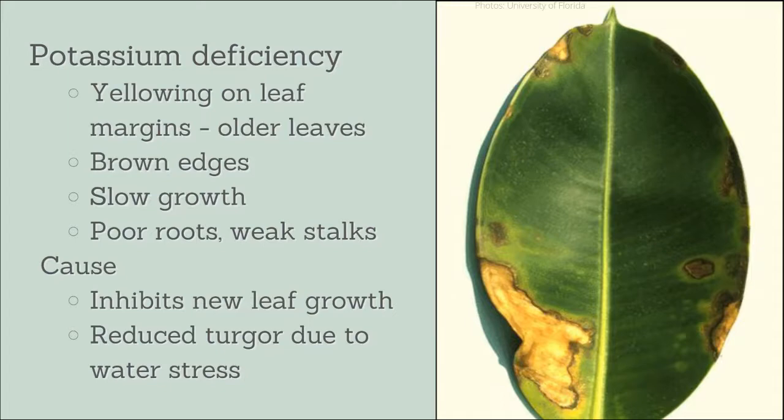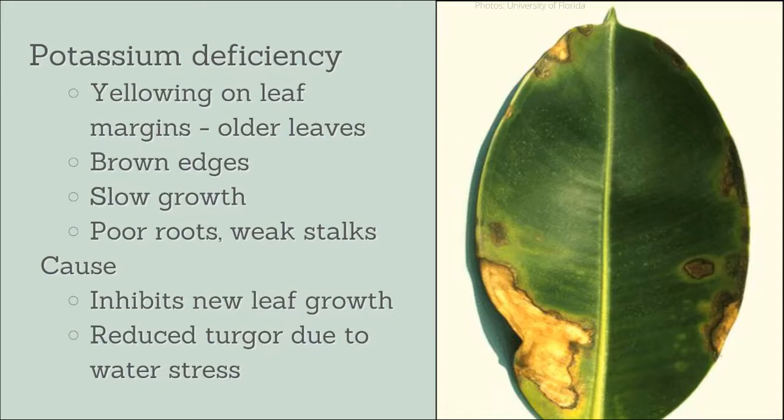So you have some yellowing on leaf margins, as you see here. A key identifier, again, would be on the older leaves. Some brown edges, that's showing all of this. I got this picture from University of Florida. Paul will have a link for that.